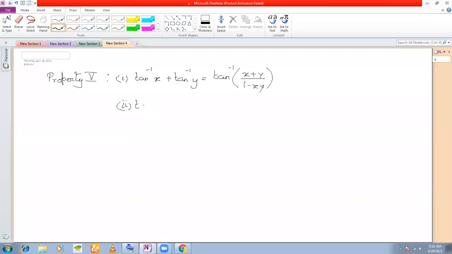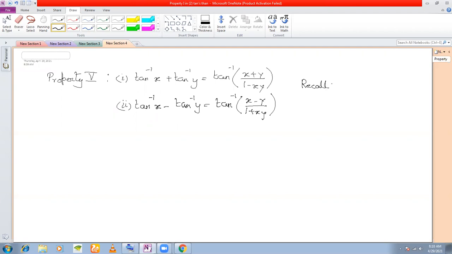The second property is tan inverse x minus tan inverse y is equal to tan inverse of (x minus y) by (1 plus xy). Now, how do you remember this property? With the help of your compound angle formula, you can remember. If you remember the compound angle formula for tan(A plus B), it resembles this.